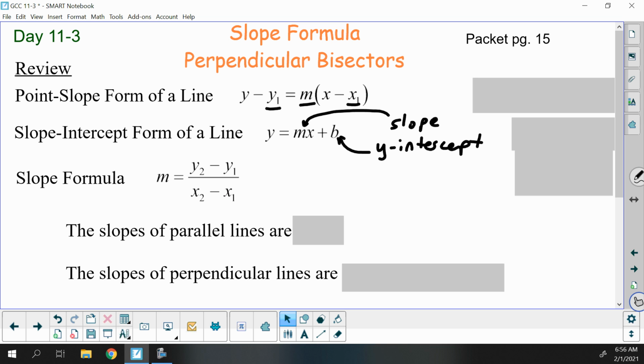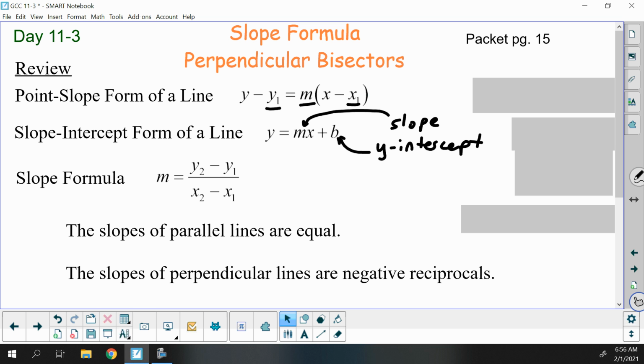And then the last two are things we saw earlier in the year. Slopes of parallel lines are equal to one another. And slopes of perpendicular lines are the negative reciprocals of one another. So if we had one slope as 3/4, its perpendicular slope would be negative 4/3. Reciprocal means you flip the fraction top to bottom, and then negative means you negate it, so the sign gets changed.